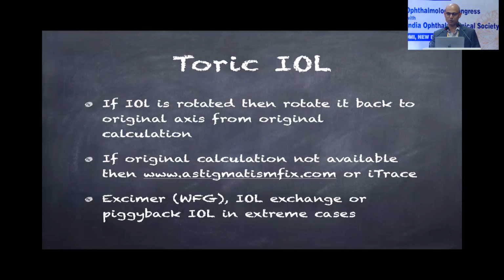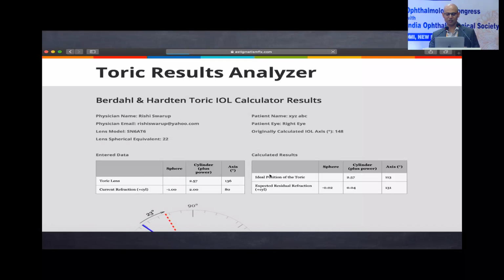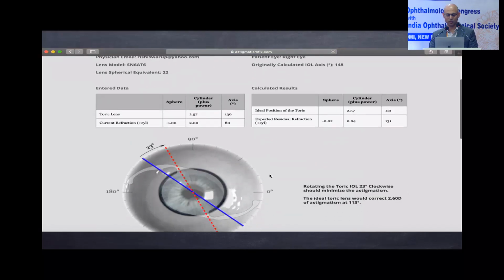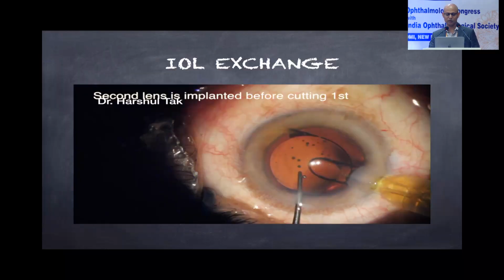Excimer, either wavefront guided ablation, not a topography guided ablation, IOL exchange or a piggyback IOL could be used in extreme cases. So this is just the website of astigmatismfix.com. You just need to put in your data and it will then give you a calculation of what should be the new axis of your lens and how much you need to rotate.